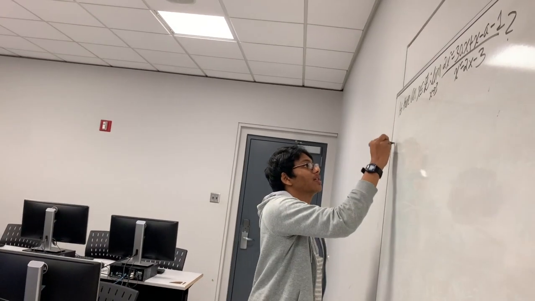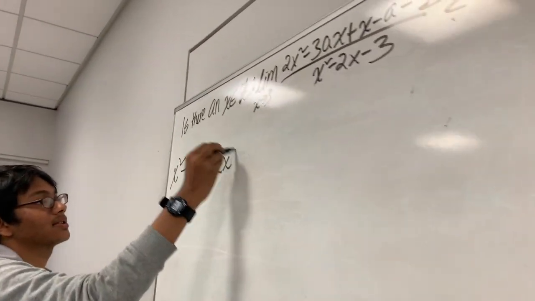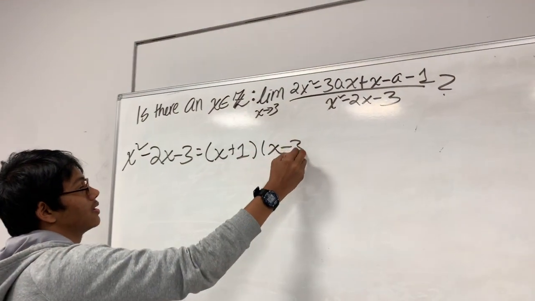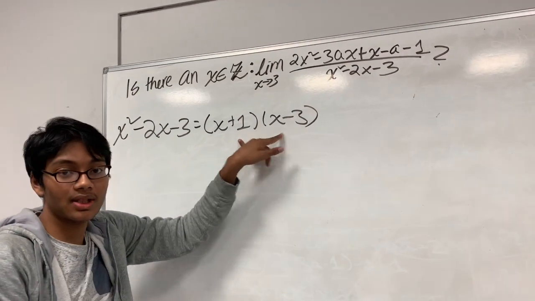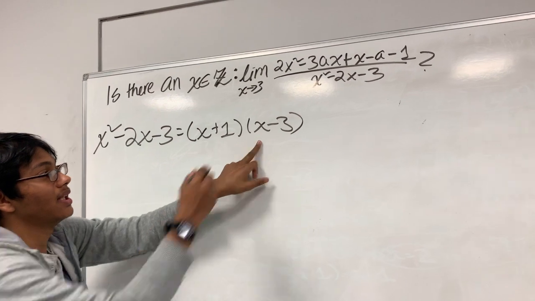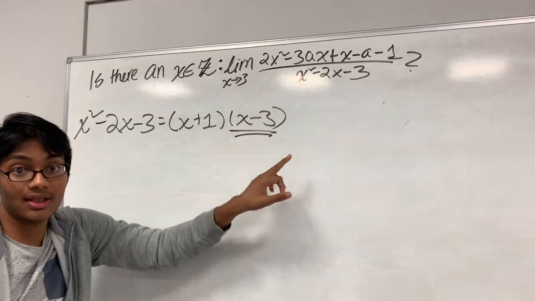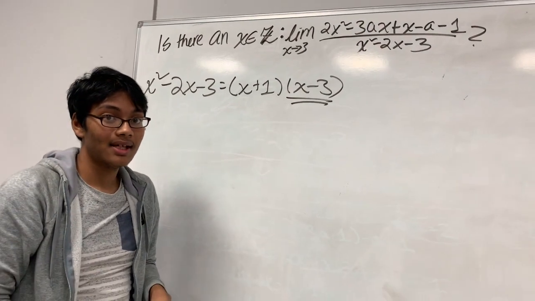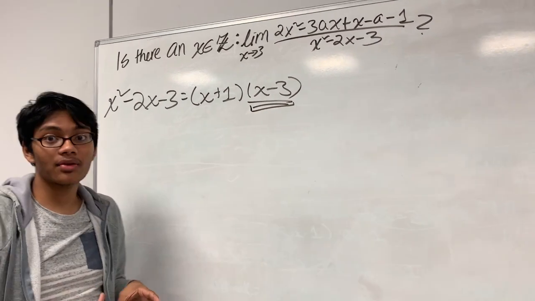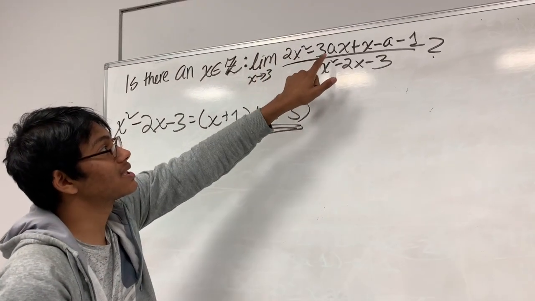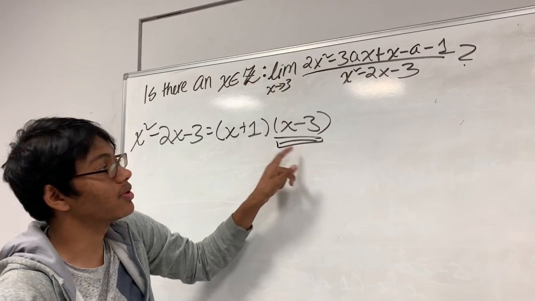Let's factor out the denominator first. x squared minus 2x minus 3 is equal to x plus 1 times x minus 3. So why did I factor out the denominator? Well, it turns out that if I can cancel out something from the numerator with this x minus 3 factor on the denominator, then the limit will exist, because then I will have a hole created at x equals 3. So that's my goal. My goal is to find a value a on the numerator such that the numerator is a multiple of x minus 3.